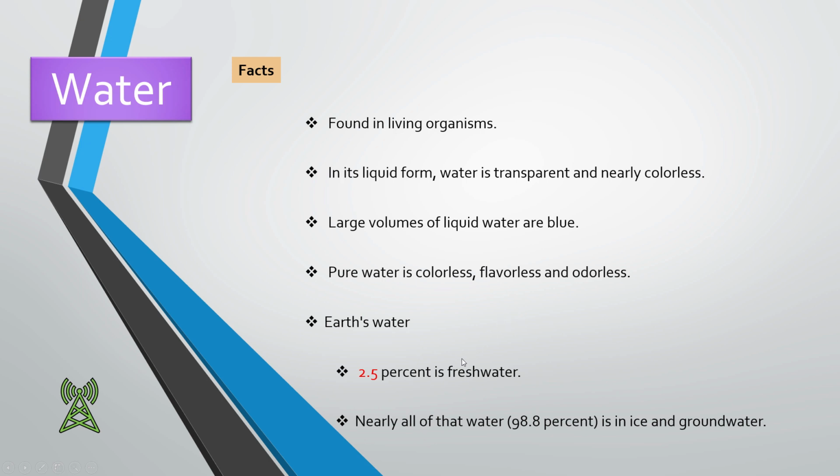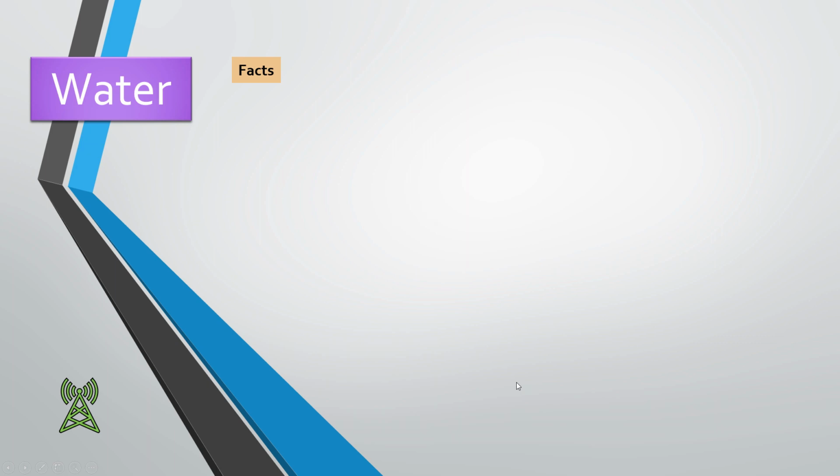And 2.5% of the fresh water that we see on the earth, and out of this 98.8% is in ice and in groundwater. So mostly water is deposited on the mountains and the areas where it is in the form of ice, and the remaining water is in the ground.